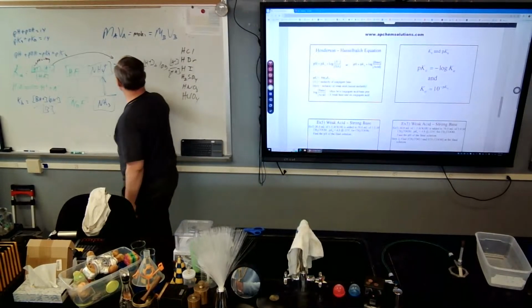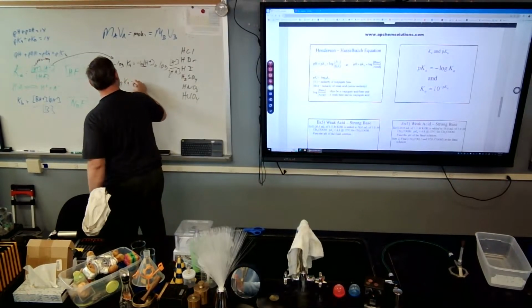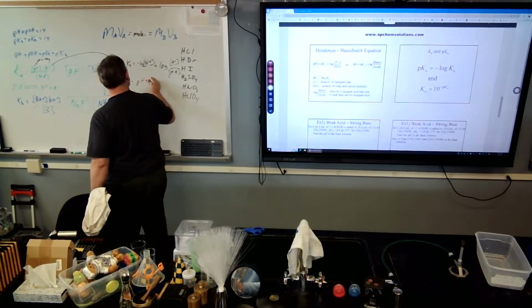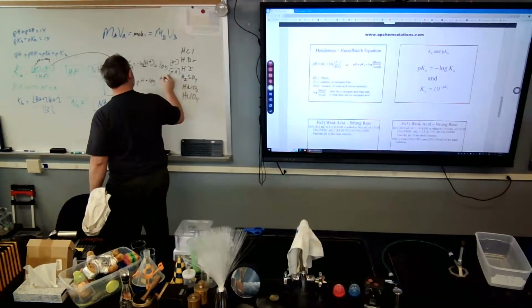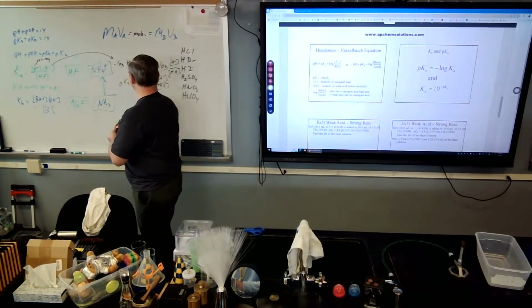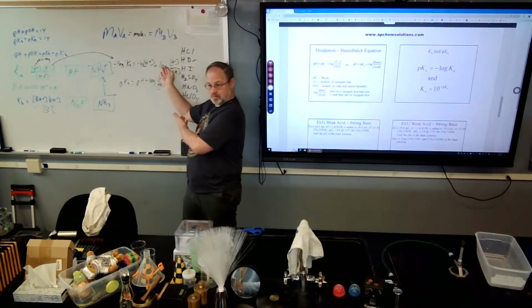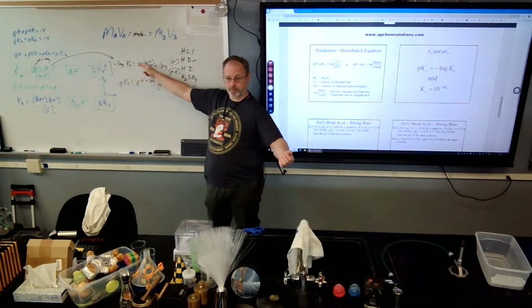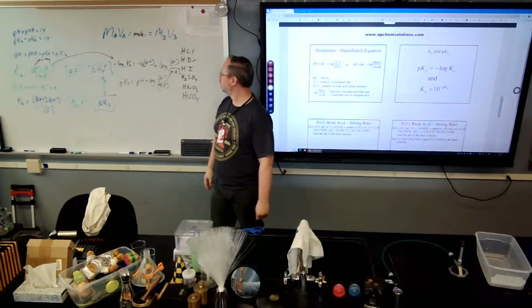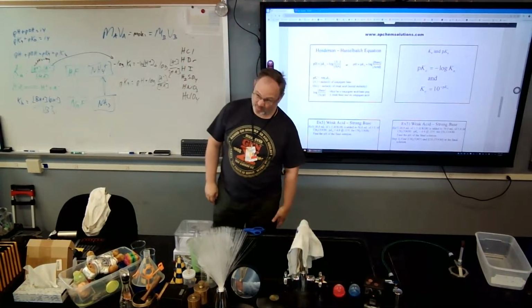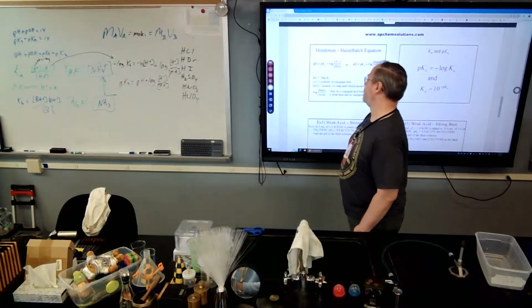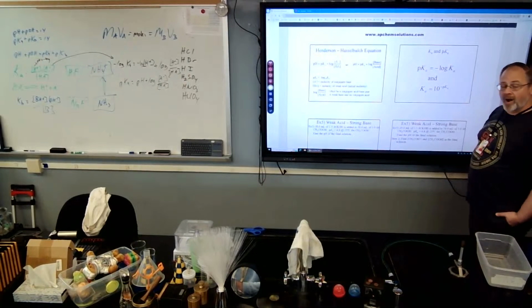So this becomes pKa equals pH plus the logarithm of A minus over HA. Can you see it? Follow the math? I couldn't see it when I was your age, but I do now. Okay, now why is that cool?